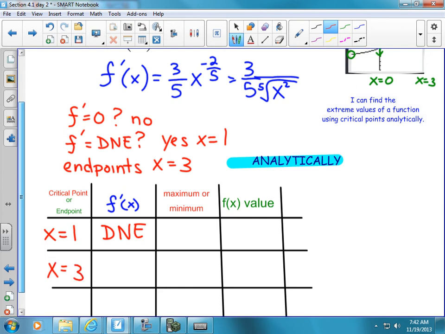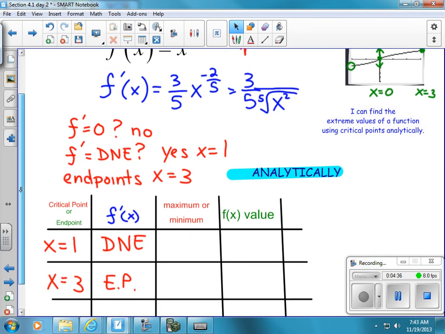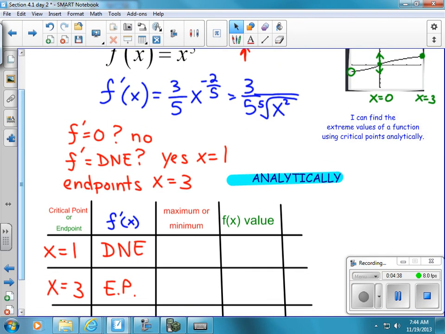And this is the derivative. This is because it's an endpoint, so we're putting that in there. Let's look at whether these are maxes or mins. We're going to learn other ways to figure out whether it's a max or min, like the second derivative test and some other things. But right now, we're just going to look at our graph to figure it out.